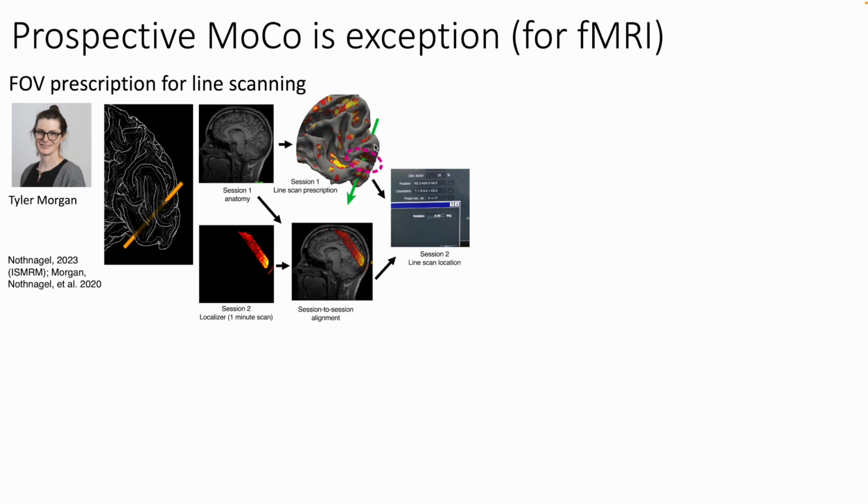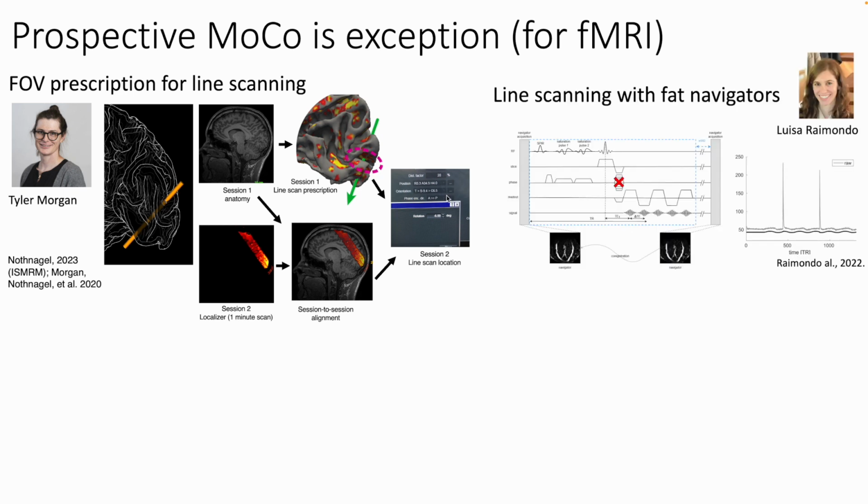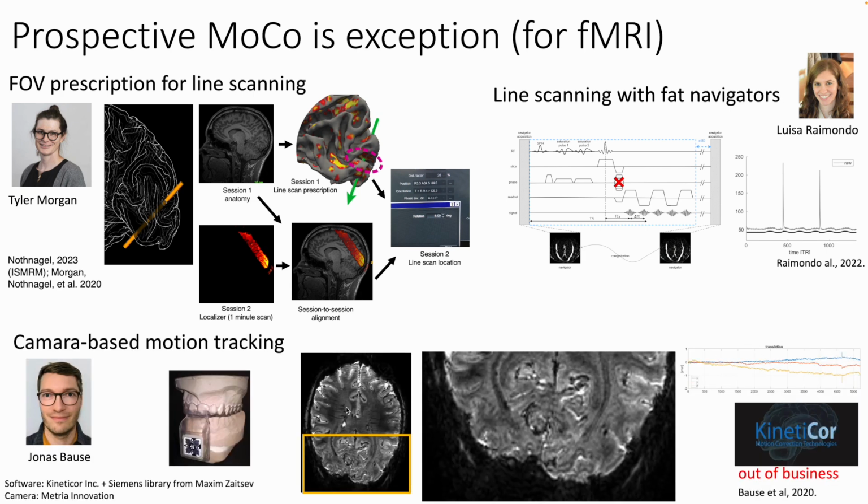But you can use these kind of prescription changes not only on a session-by-session basis or run-by-run basis, but also on a TR-by-TR basis, which is then commonly referred to as prospective motion correction. Here is an example from Dr. Raimondo for layer-specific line scanning, which uses fat navigators that take good care of these motion spikes over here. Or you can also use camera-based approaches that we heard about already, limiting the residual motion of sub-millimeter fMRI, as shown by Jonas Pause.